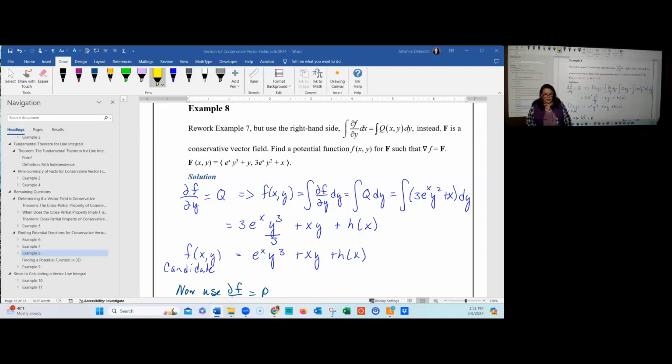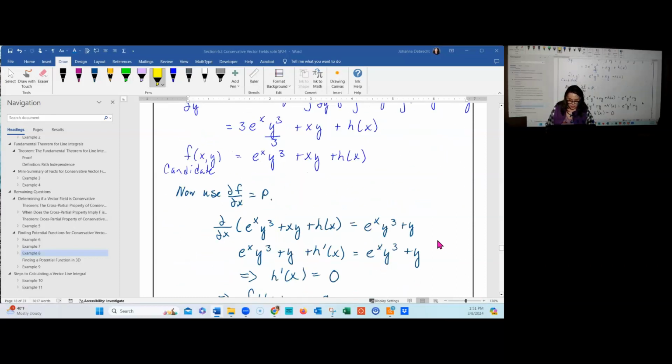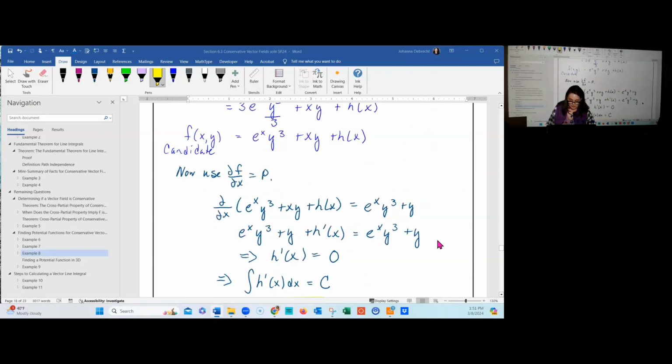This gives me my candidate for the potential function, e to the xy cubed plus xy plus some unknown function of x. Now I need to use the partial differential that I haven't used yet, namely that the partial of f with respect to x will give me p. To use this, I'm going to take the partial with respect to x of my candidate for the potential function. This gives me e to the xy cubed, since the derivative of e to the x is still e to the x, plus y, since the derivative of xy with respect to x is y, and h prime of x, since h is a function of only x, it becomes a regular derivative. Then I set this equal to p, which is e to the xy cubed plus y.